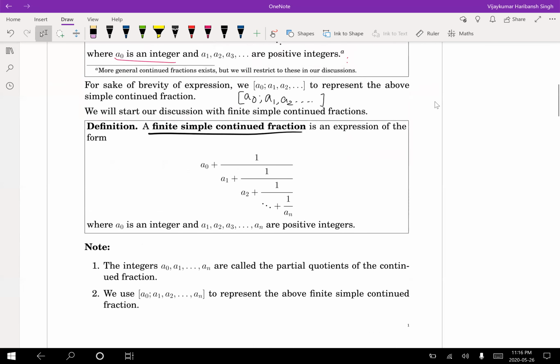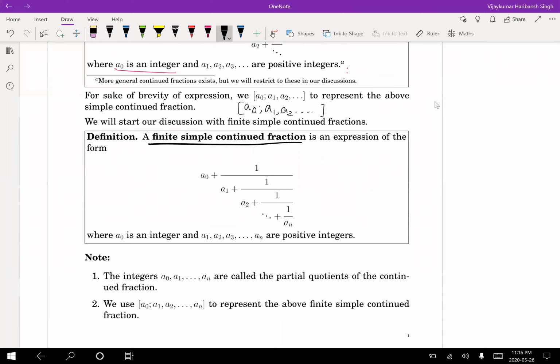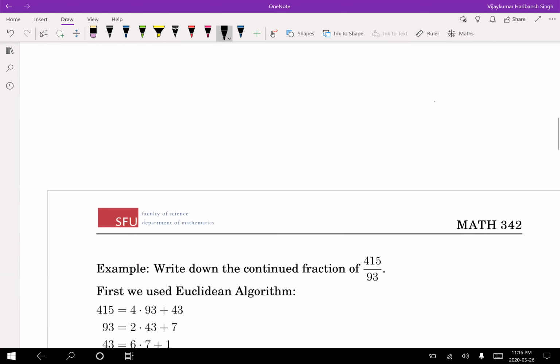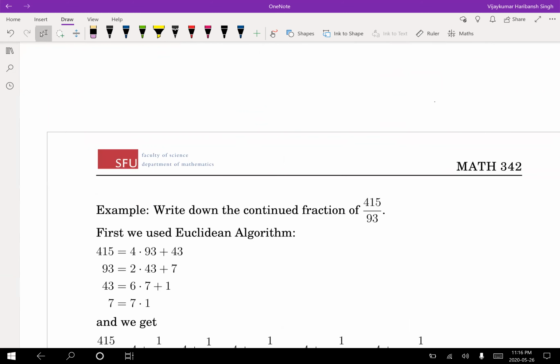Now note that these a0, a1, a2, an are called partial quotients of the continued fraction. And we use the short notation again for the finite one: a0 semicolon a1 comma a2 comma a3 comma dot dot dot an. Now let's do one computation of a finite continued fraction.